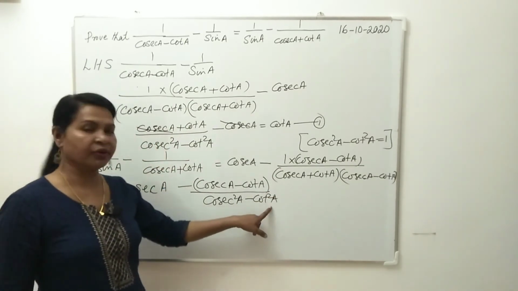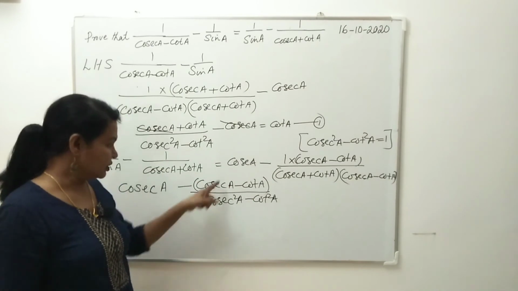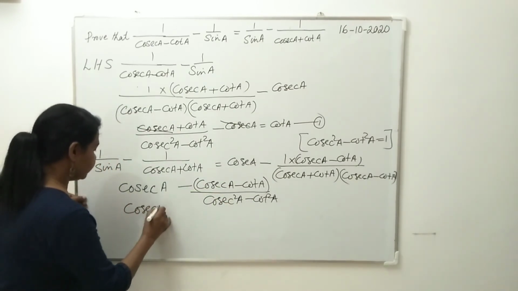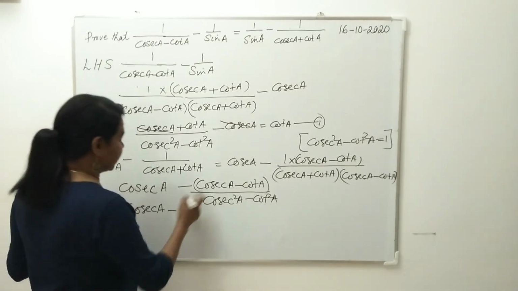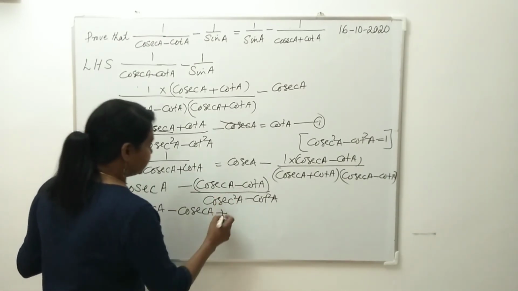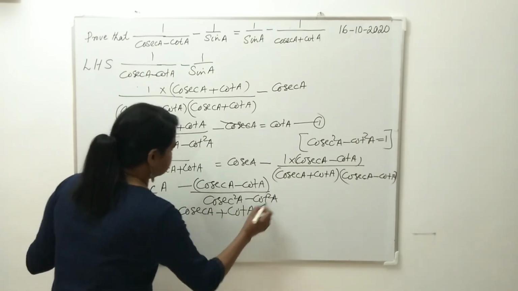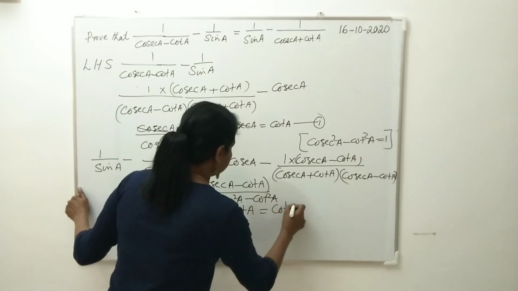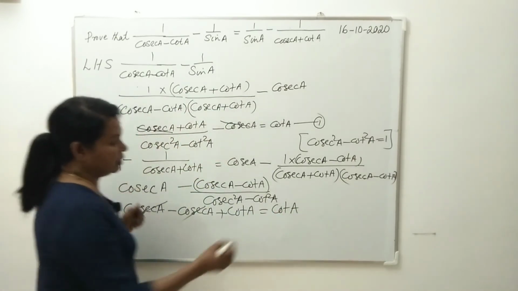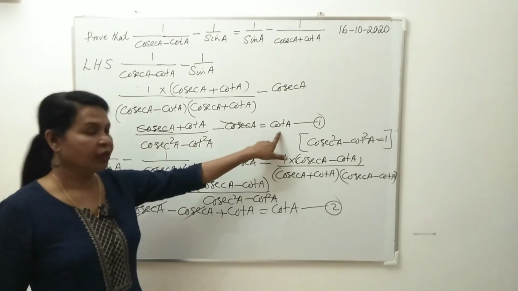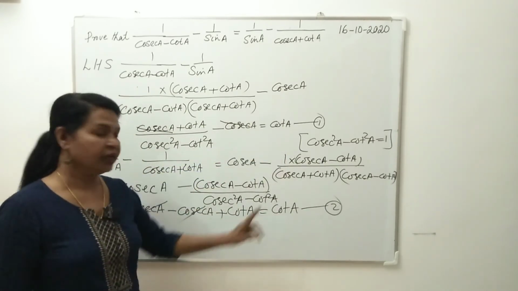So what is cosec square A minus cot square A? It is 1. So this denominator is 1. So we can write cosec A minus, this will become minus cosec A, minus of minus is plus cot A, right? So this cosec will get cancelled, we get cot A. Equation number 2. See, LHS is cot A and RHS is also equal to cot A.